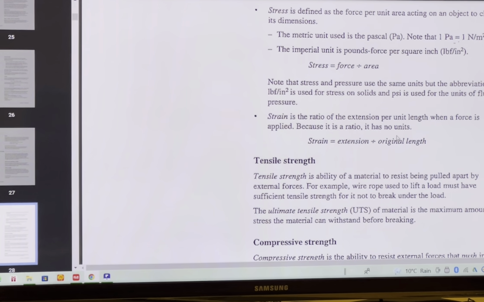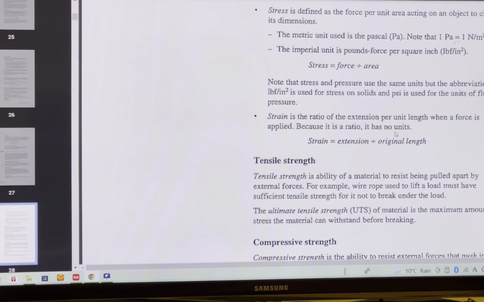To describe strain: strain is the ratio of the extension per unit length when a force is applied. Because it is a ratio, it has no unit. The same unit divided by the same unit means no units. Extension is measured in inches, and the original length is also in inches in the imperial system. So inch divided by inch means it has no units.